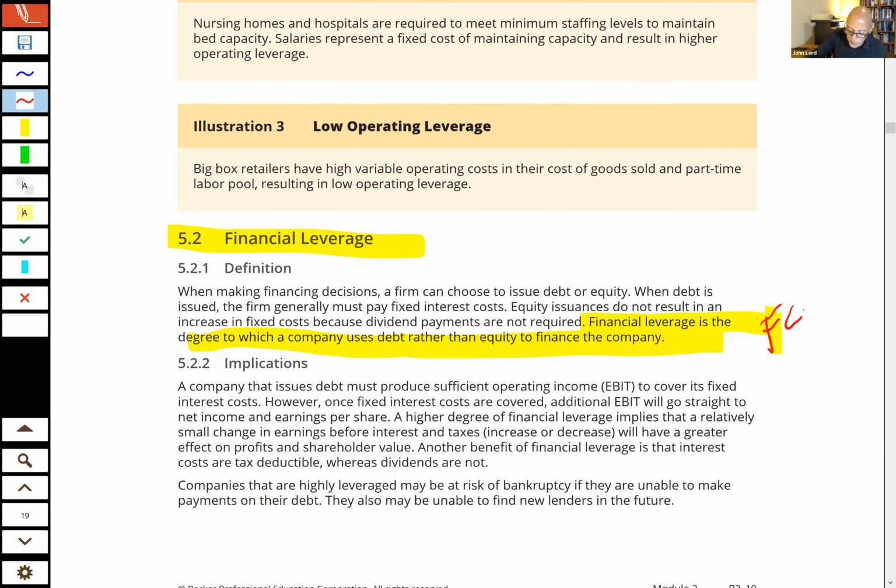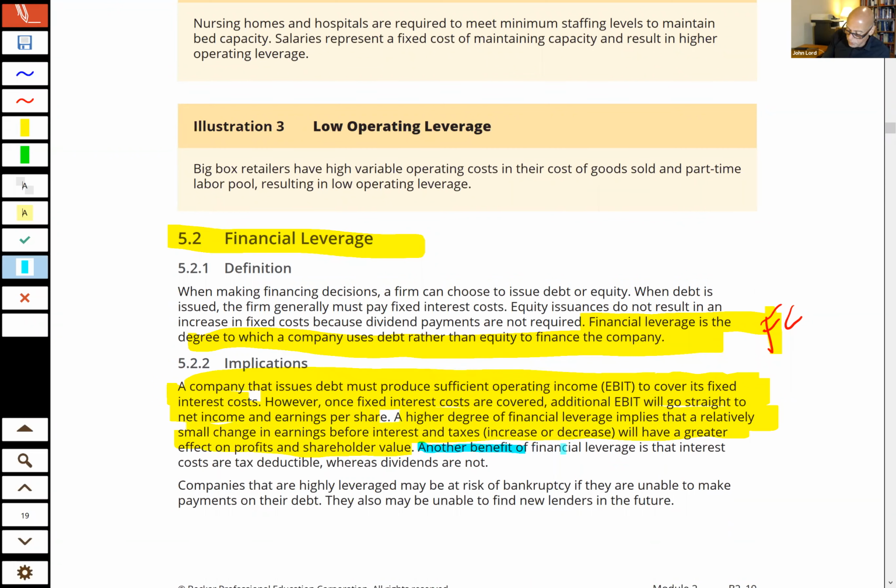And then you take a look, and a company that issues debt must produce sufficient operating income. Again, they're being a little loose with the definition of operating income. It's earnings before interest and taxes to cover its fixed interest costs. However, once these fixed interest costs are covered, EBIT will go straight to net income and earnings per share. Now, a high degree of financial leverage implies that a relatively small change in earnings before interest and taxes will have a greater effect on the profitability and shareholder value.